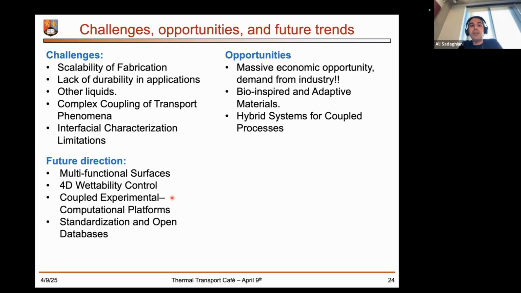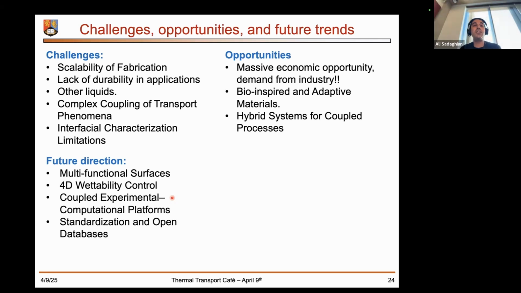There is a complex coupling of transport phenomena. There is not only interfacial evaporation or interfacial condensation between the surface droplet and the medium, but also acting forces from the surface or medium on this droplet, which requires more computational analysis.